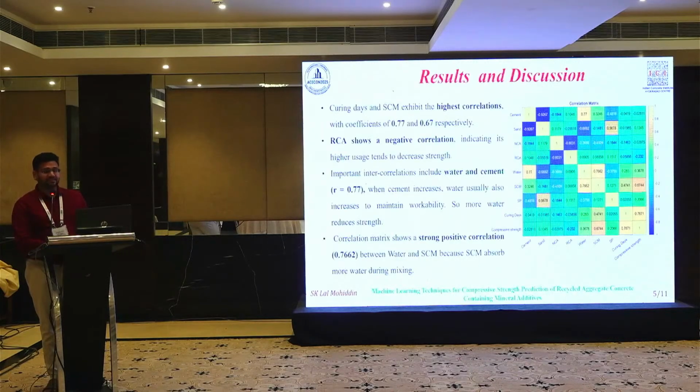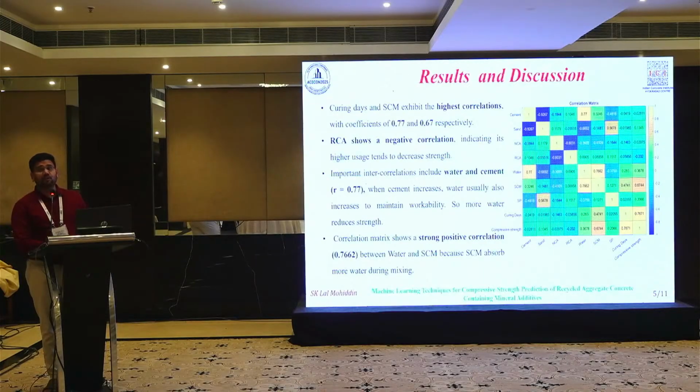contributes. Next, coming to the resultant discussions, the first one is the correlation matrix. From this correlation matrix, we have to identify how the input parameters contribute to the target variable. From my analysis, curing days and the supplementary cementitious material exhibit a good correlation with coefficients of 0.77 and 0.67. And recycled aggregate shows a negative correlation, which means that if the recycled aggregate content is more, it automatically tends to decrease the compressive strength.